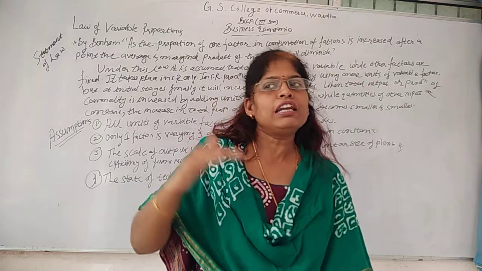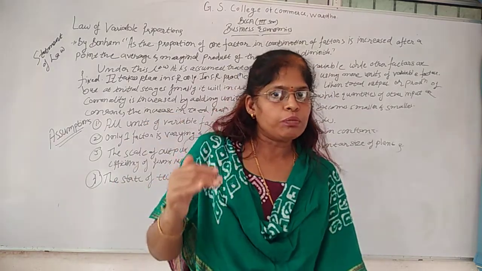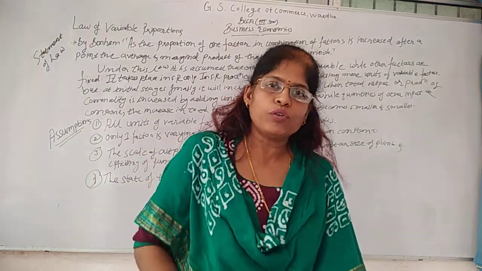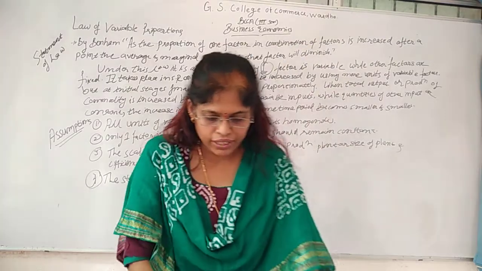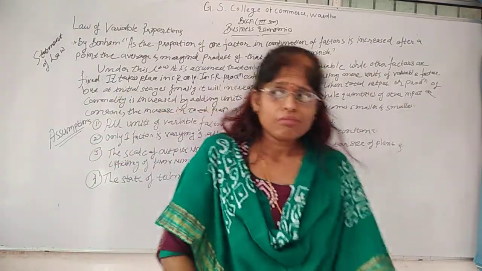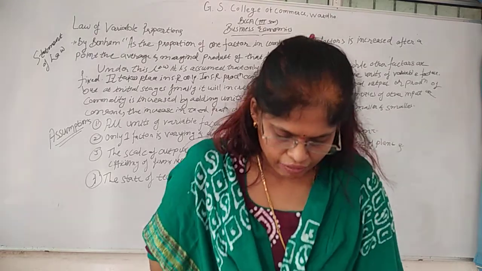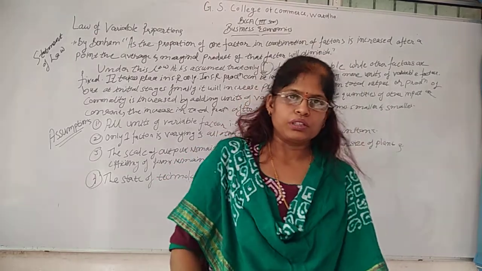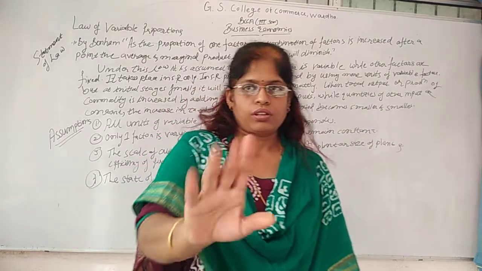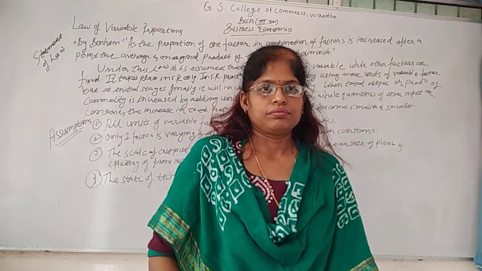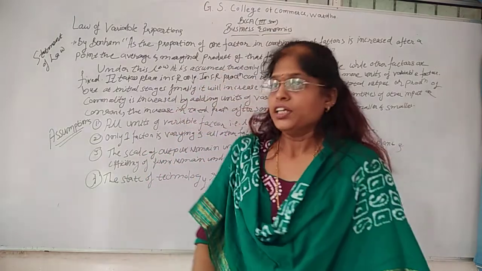Instead of 25, one labor is increased and the total production is taken out with the help of 26 labors. Okay, that we have seen. So that is exactly the concept of total product, average product and marginal product.